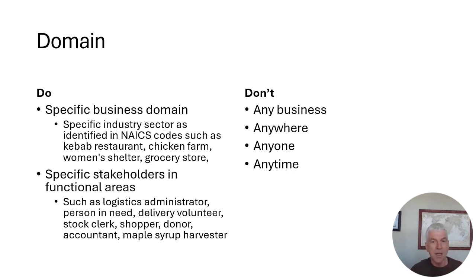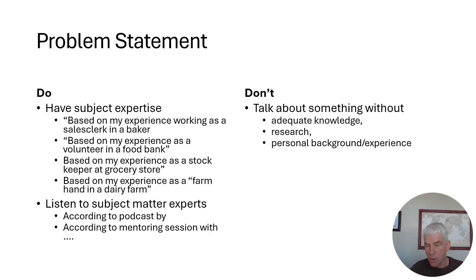Not any store, anywhere. Then also be specific about who you're talking about within this business domain. So who on the chicken farm, who in the kebab restaurant. And so it could be specifically a logistics administrator, a person that's in need, a delivery volunteer, a stock clerk, a shopper, a donor, an accountant, a maple syrup harvester. Tell us exactly who the stakeholders are that are experiencing this problem or are part of the solution. Then you have to get to the problem statement. So you tell us what it is that you're trying to solve here.